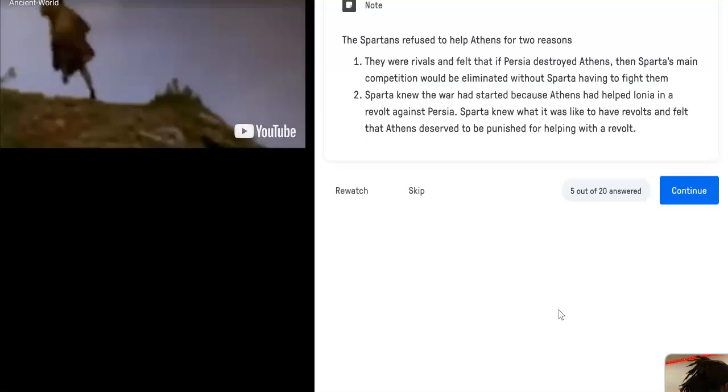Athens and Sparta had a conflict about which government type was best.